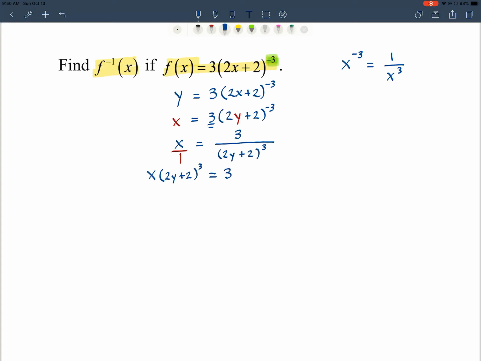And now we're getting closer to what we want. Can't have this x out here on the outside if we're trying to solve for y. So let's get rid of that x by dividing each side by x.